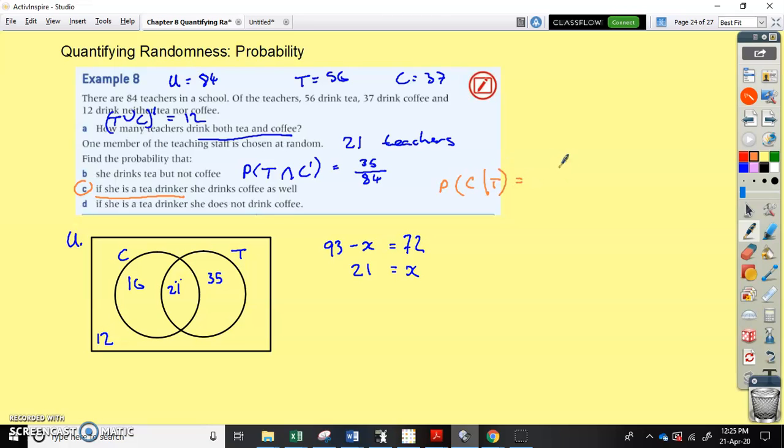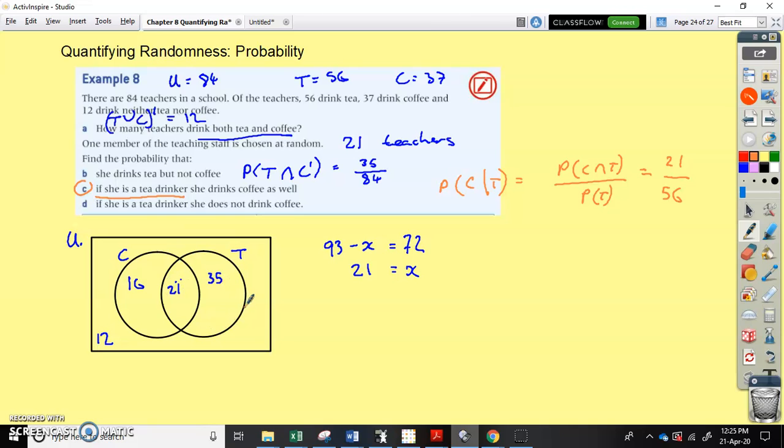Okay, so if you think about our formula, it's going to be the probability of the intersection over the probability of just tea. So in that case, here we're going to look at the probability of both. It's going to be 21 out of the probability that they're a tea drinker, out of 21 plus 35. It's everything in there, so that's going to be 56. And that's it. If you think about that in another way, the probability they drink tea is all this. The probability they drink tea and coffee is 21 out of the total.